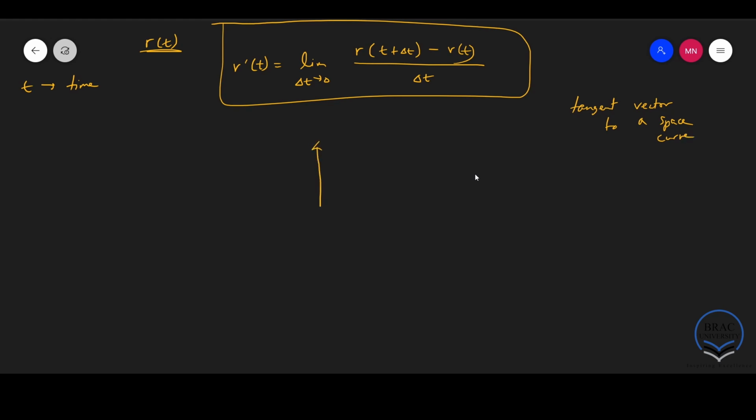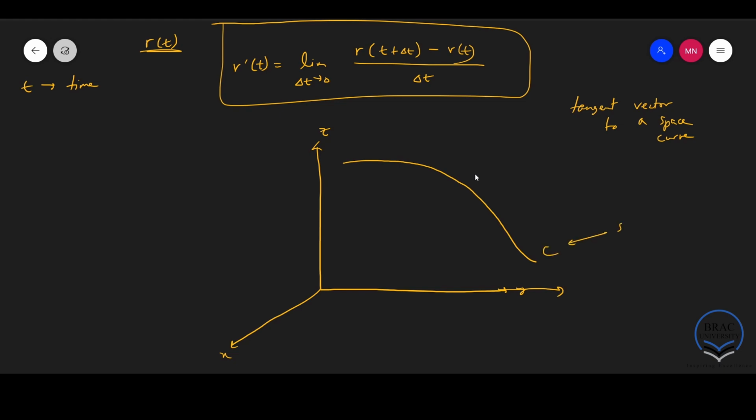So if I consider a three-dimensional coordinate system, this is my x, y, z axis. If I'm considering some space curve like this, right? What is a space curve? This is just a curve that is passing through three-dimensional space, right? That is a space curve.